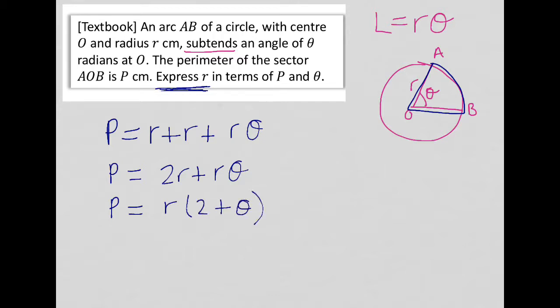Because I've got to get R on its own, at the moment it's in both terms. By factorising that common multiple out and putting it at the beginning of the brackets, I've now got R on its own, and so I can write R equals P divided by 2 add theta. And that there is the answer to that one.